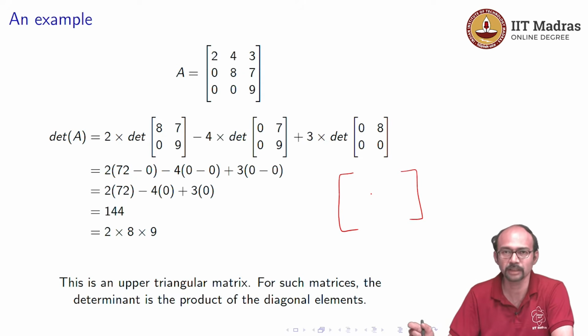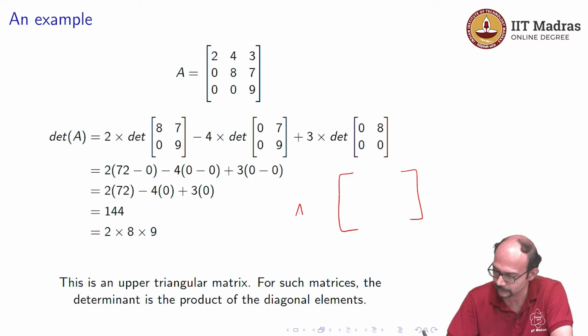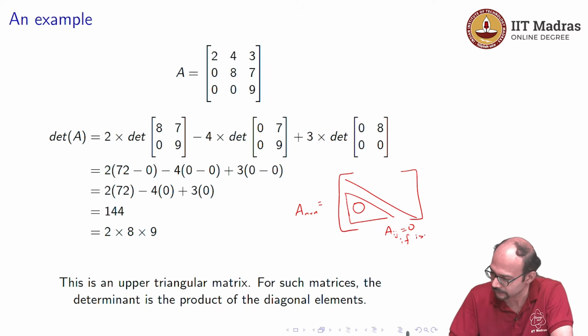So this is a general matrix of size n by n. It is called upper triangular if you look at the diagonal and everything below the diagonal is 0. So all these entries are zeros. We write this as Aij is 0 if i is greater than j. If the matrix satisfies this property, it's an upper triangular matrix, and this is how it looks.